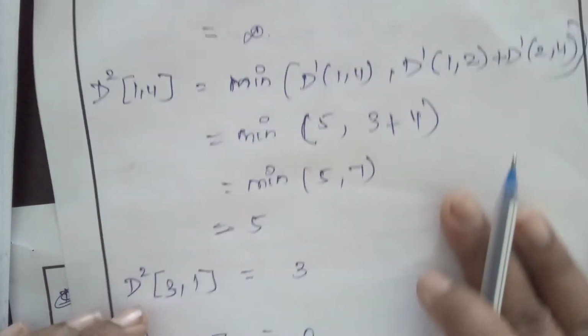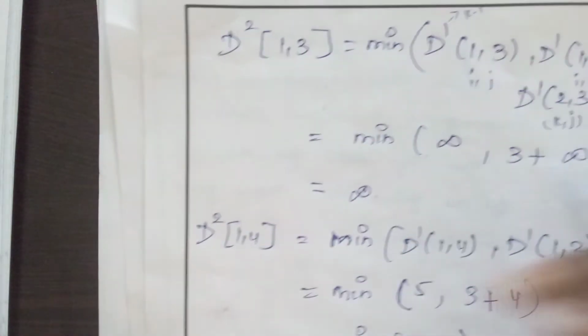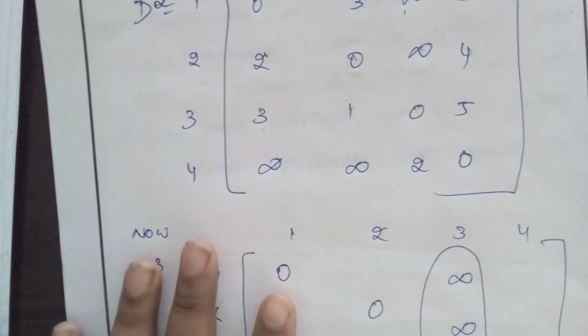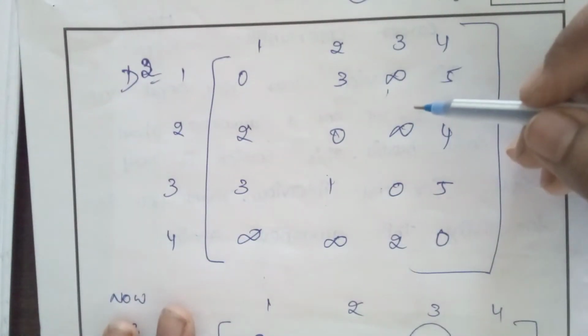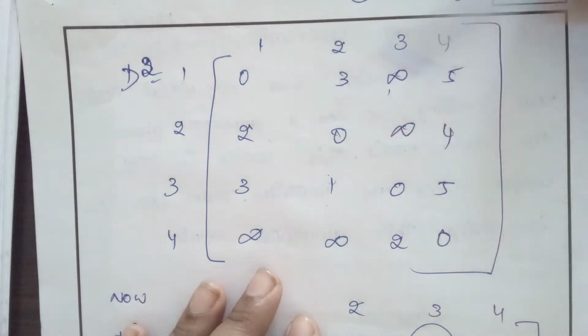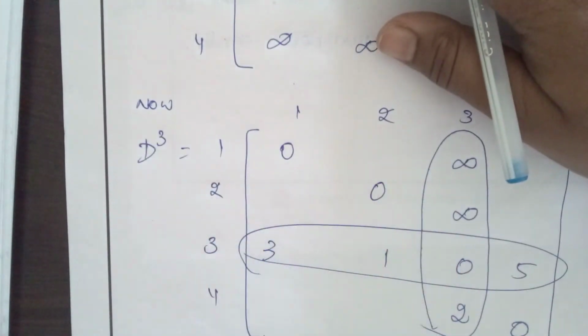Same method. Like this you have to find it and fill the values in the matrix. This is for d square, we are finding this one. Once we have found all the values, see, I filled all the values like this. This is the final second matrix. Now I have to find the third one.